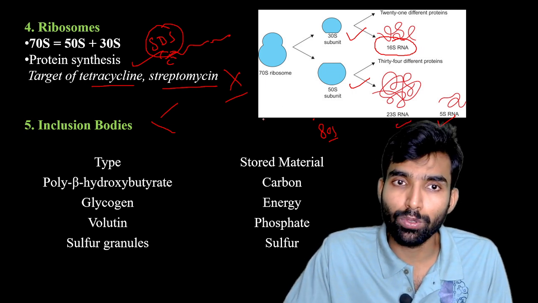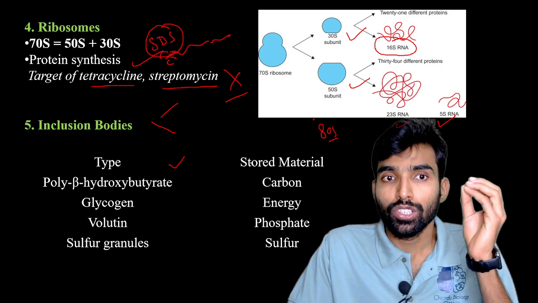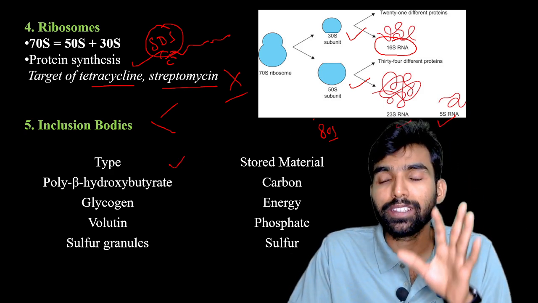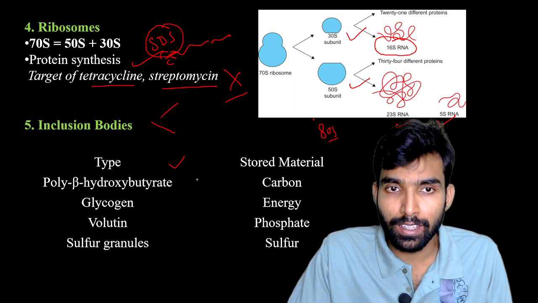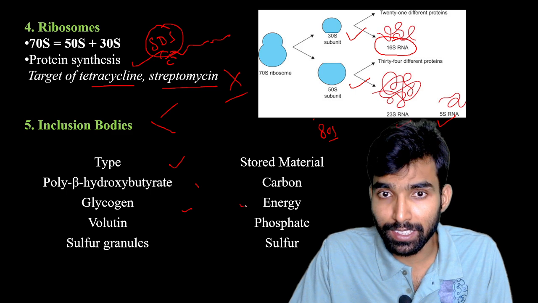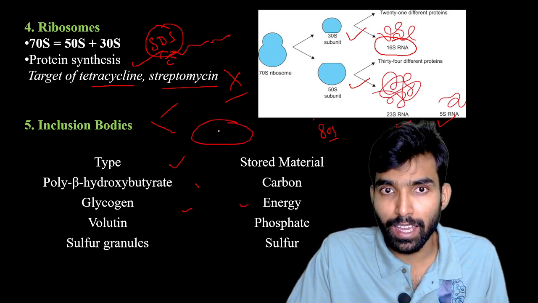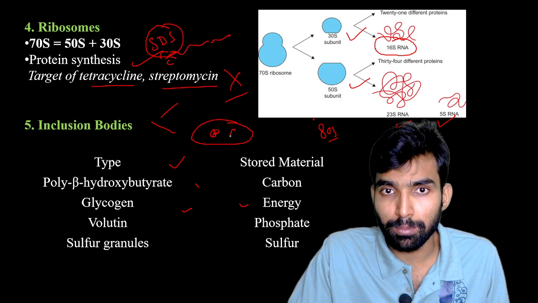Then come the inclusion bodies. What is an inclusion body actually? That's the stored things. Let's say bacteria need to store something, like glycogen, just for energy. So let's say this is the bacteria, and the nucleoid is there, plasmid is there, ribosome is there. Now some dot-like things you will also find.